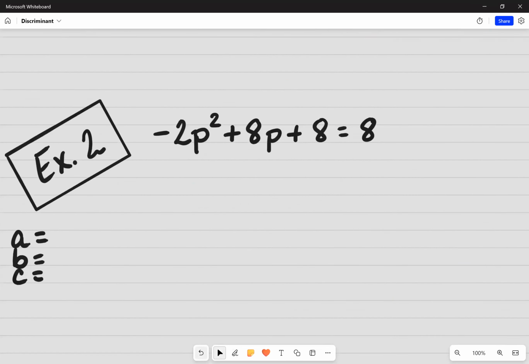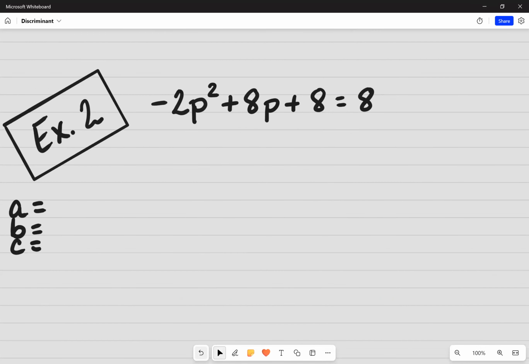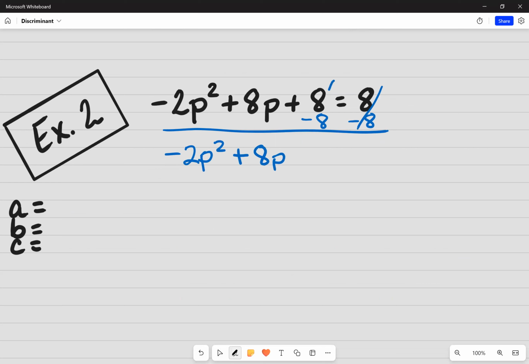Going on to example 2. Again, it's not in standard form, so I want to move that 8 that's on the opposite side of the equal sign over to the right by taking the inverse. So I'm going to subtract 8 on both sides, which leaves me with -2p squared plus 8p. And I notice that my 8 minus 8 goes away. And on the other side, I'm left with a 0. So now identifying my a, I have -2. My b is 8. And since c is not there, it's understood to be a 0.